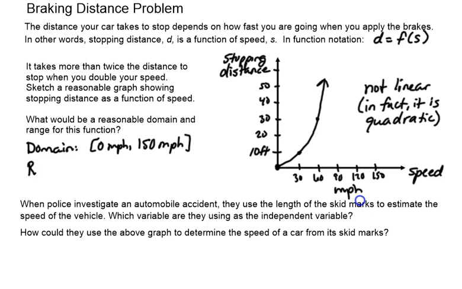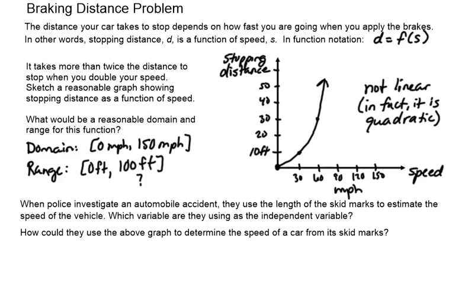So what's the range? Well, obviously 0, if you're going 0 miles per hour, it's going to be 0 feet to stop. I don't know how long a long skid mark would be. Maybe 100 feet, maybe 150 feet, 200 feet. I don't really know, so I'll put a question mark. I really don't know how long a car would take to stop if it was going 150 miles an hour. Probably longer than that, so I'm not really sure on that one.